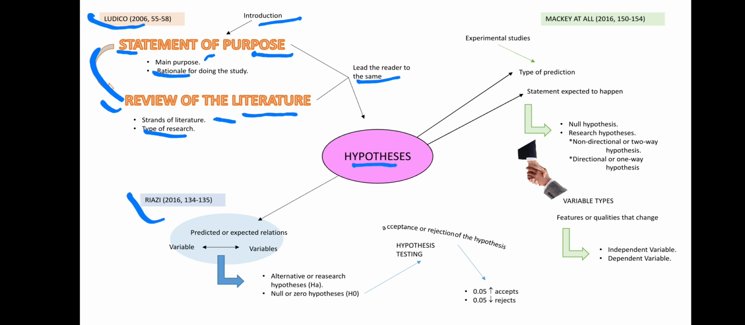The author Racing mentioned the definition of hypothesis. He said that a hypothesis is a predicted or expected relation between two or more variables. And there are two types: the alternative or research hypothesis and the null or zero hypothesis. And in this second one, we can prove if we can accept or reject our hypothesis through the hypothesis testing.